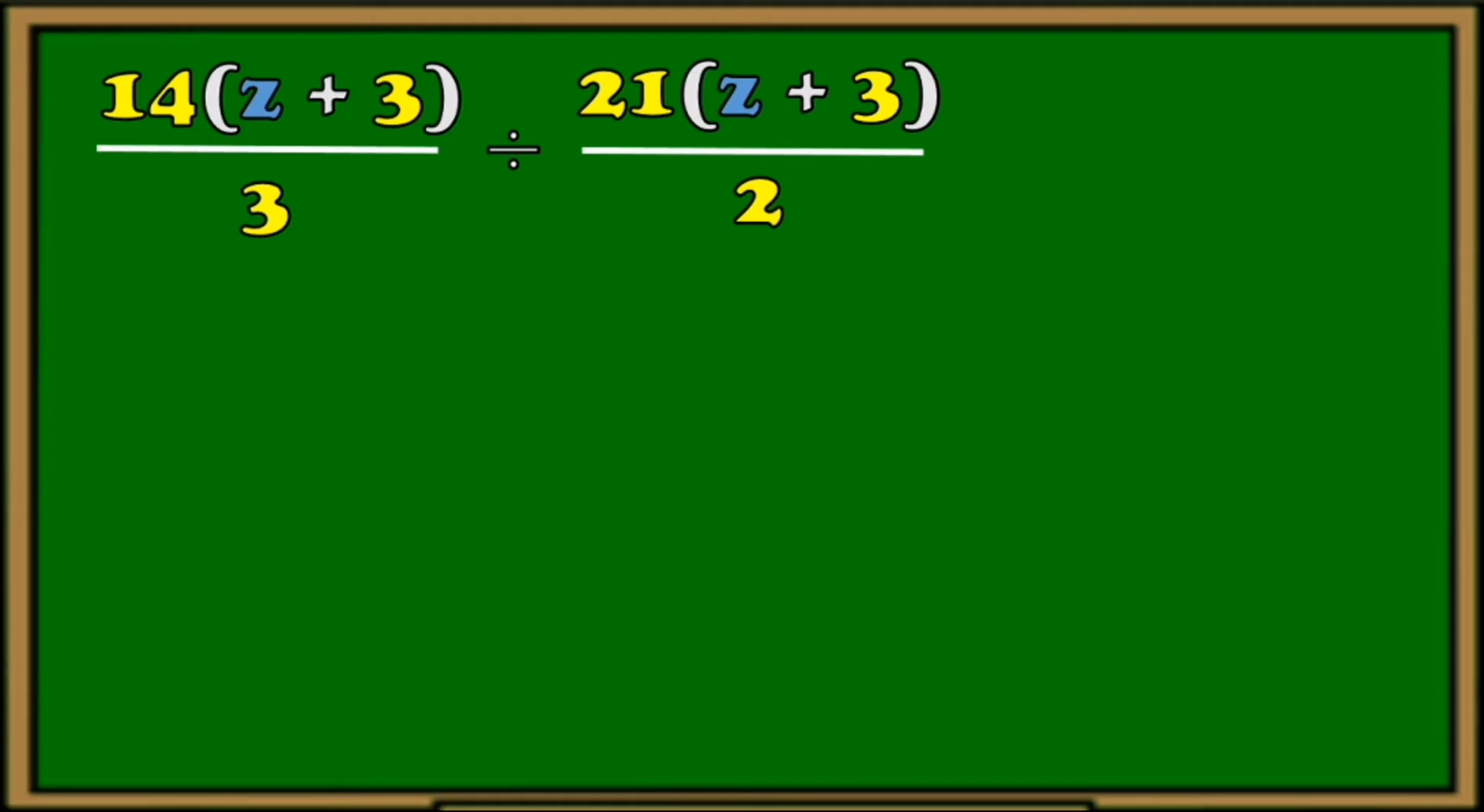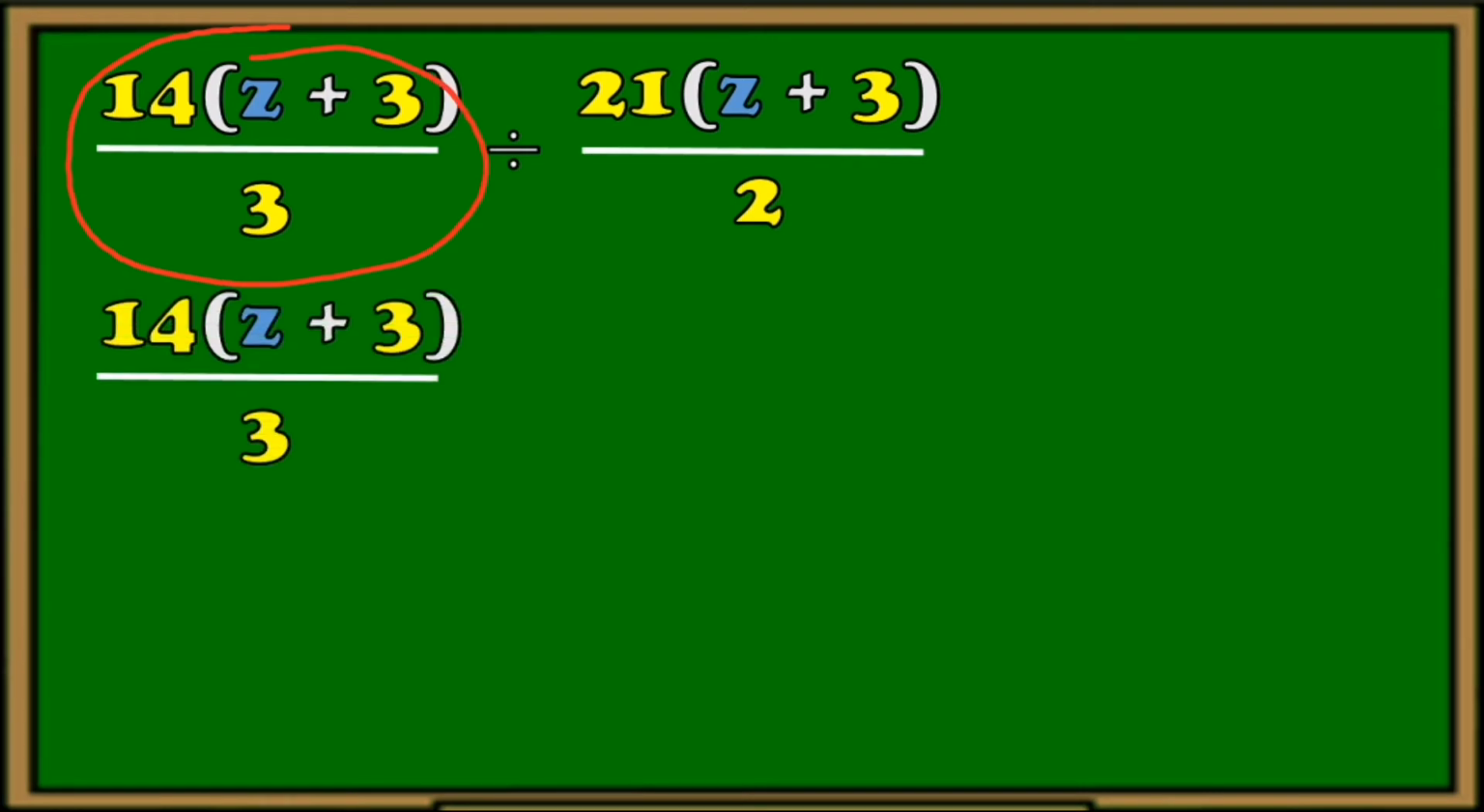Let's try another example. 14 times the quantity of z plus 3 over 3 divided by 21 times the quantity of z plus 3 over 2. First, we're going to copy 14 times the quantity of z plus 3 over 3.